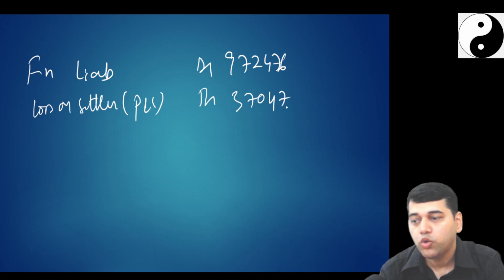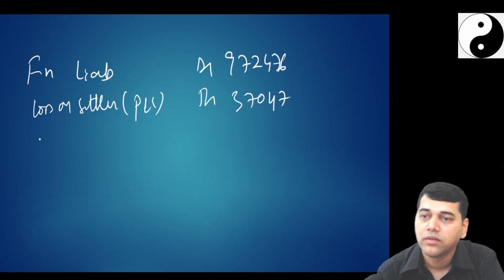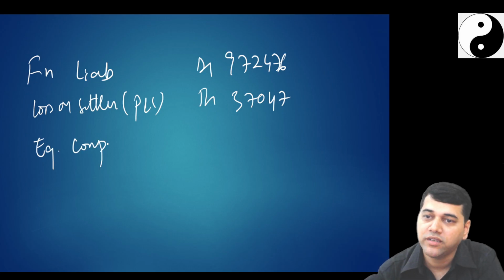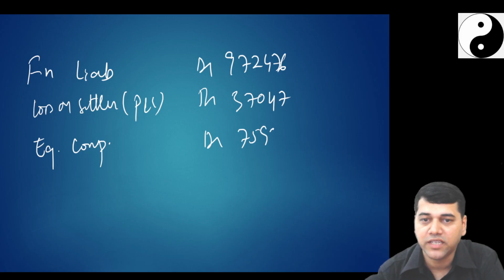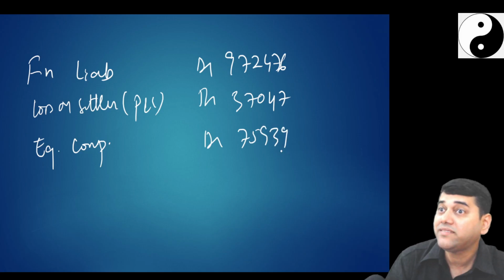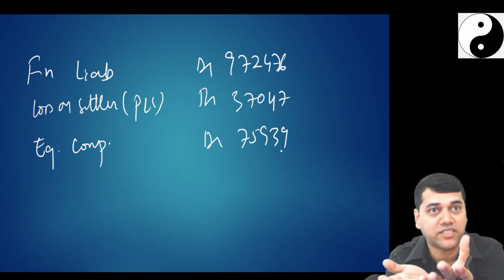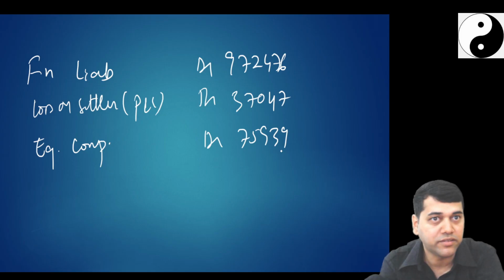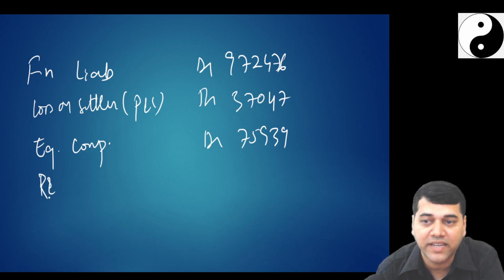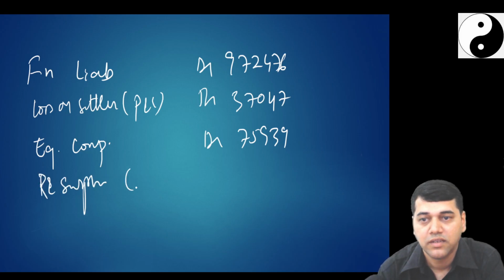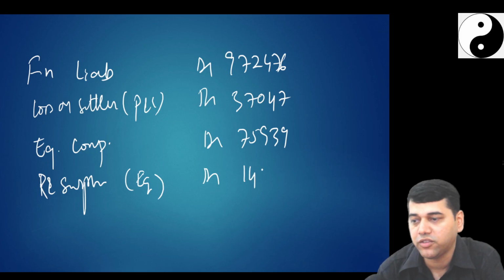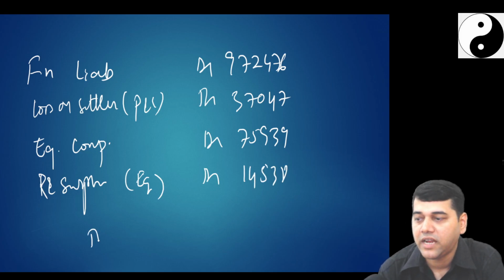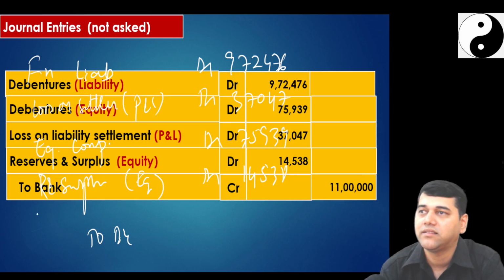Then do I need that equity anymore? Equity component. Do I need it anymore? No. How much? 75,939. But what I pay is 90,000. Again, I can recharge it and reverse it. Rather than, can I say reserves and surplus? Say equity or loss, debit 14,538, and say to bank 11 lakh.